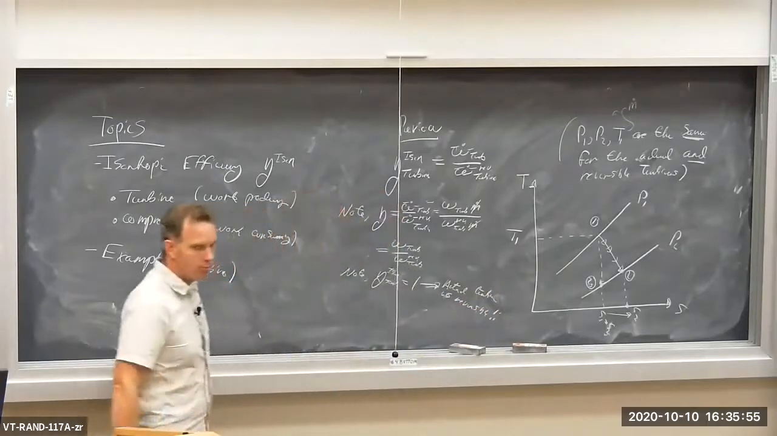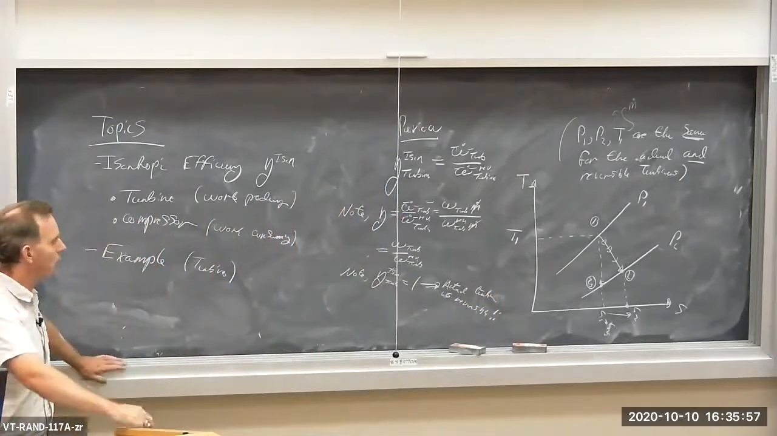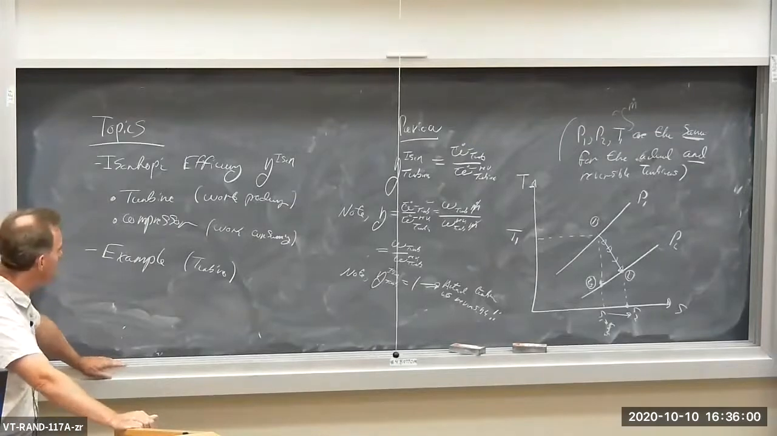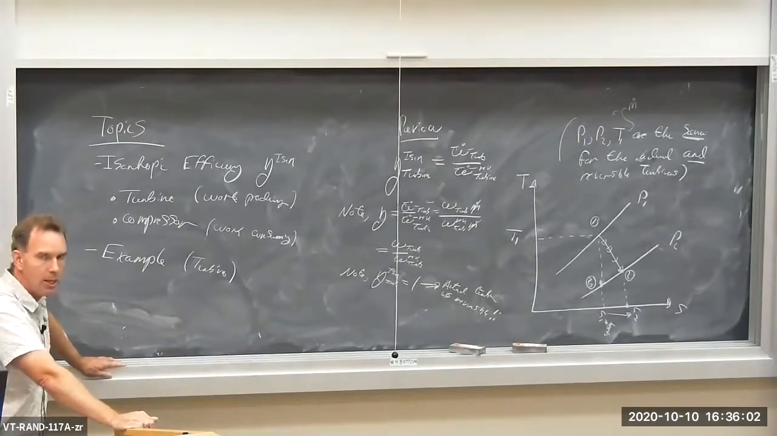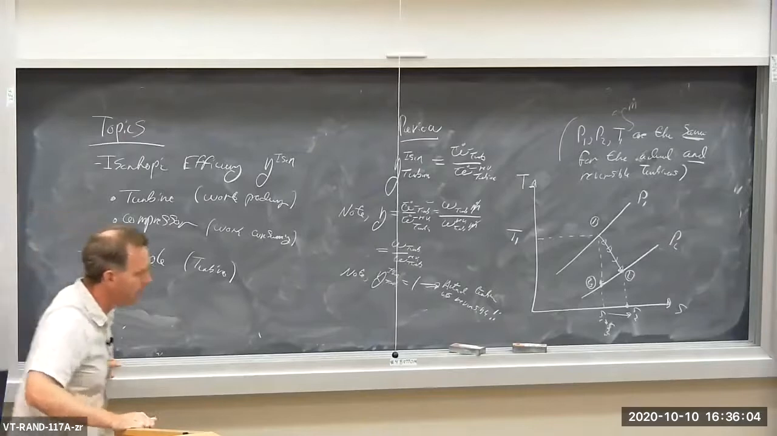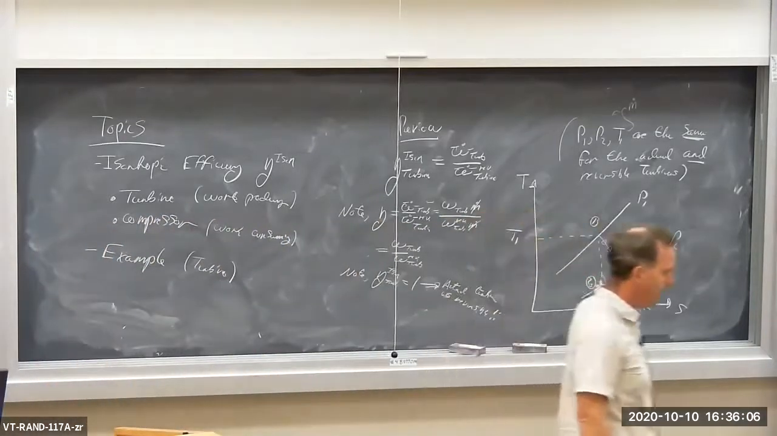Okay? In general, the isentropic efficiency will be less than 1. It can never be greater than 1 because no device is more efficient than a reversible device. Okay?